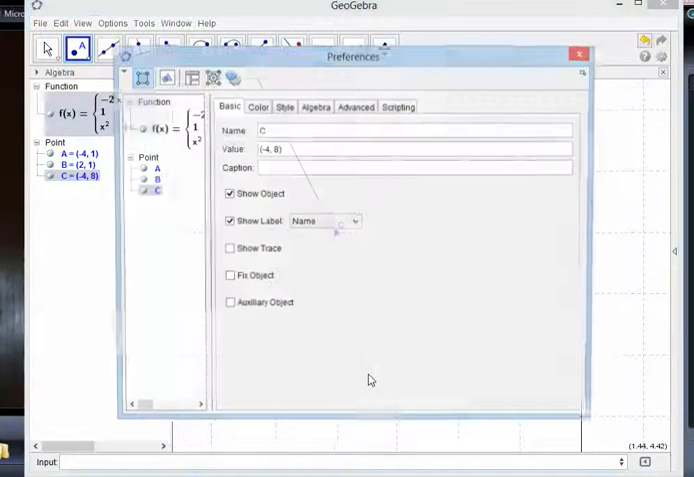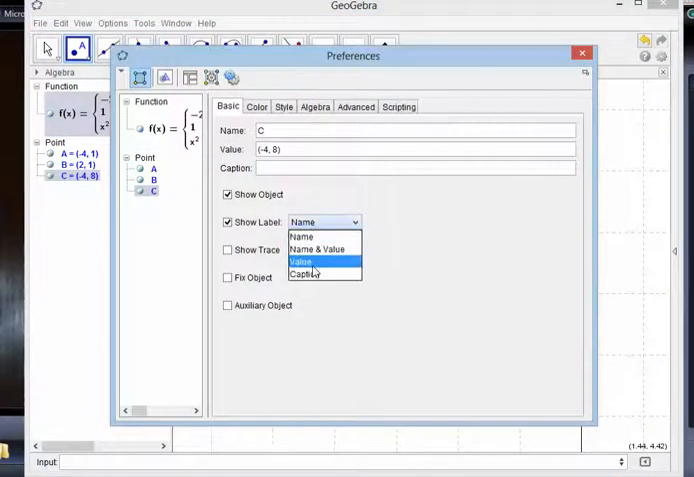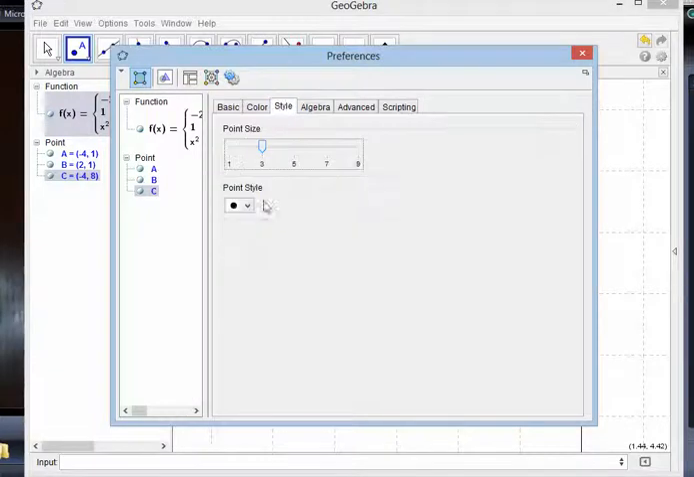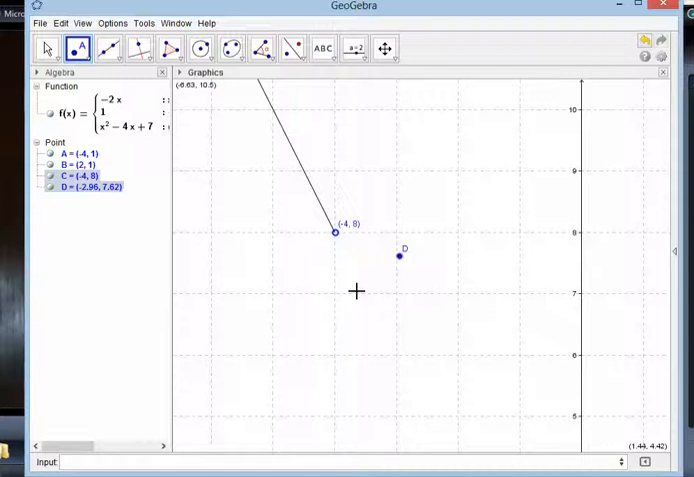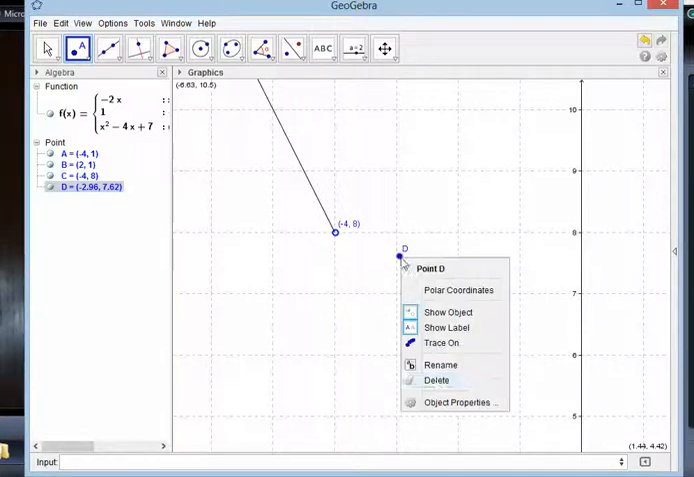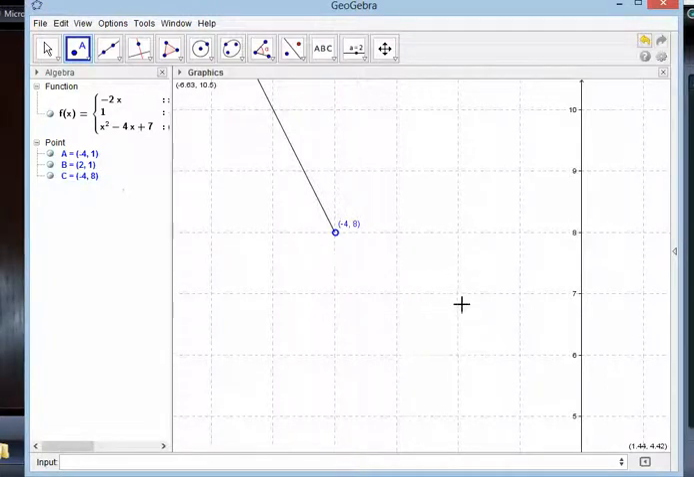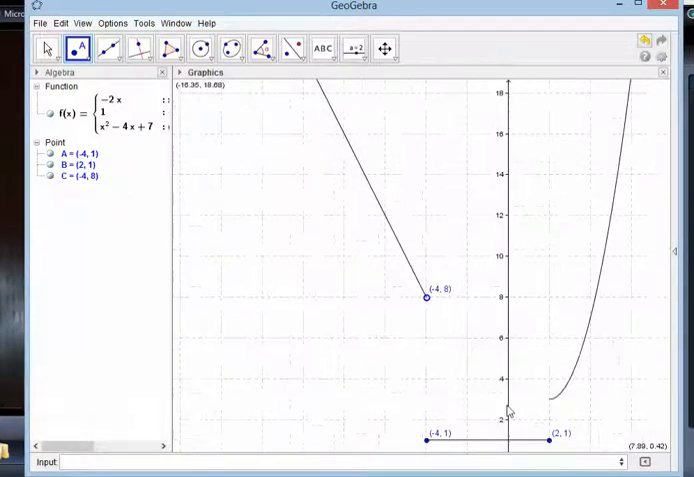So right click, Object Properties. I still want it to show the value, but over here where it says Style, I can change it from a solid point to an open circle. I'm going to make this one a little larger too. Okay. So now you'll see it's an open circle and it has the coordinates. Alright, let's zoom back out here.